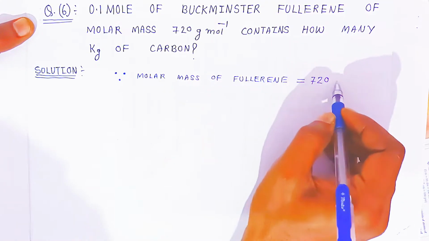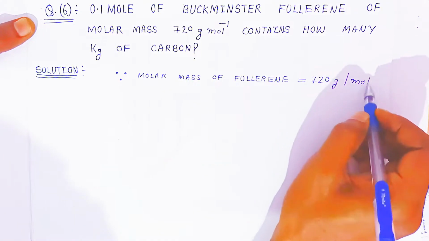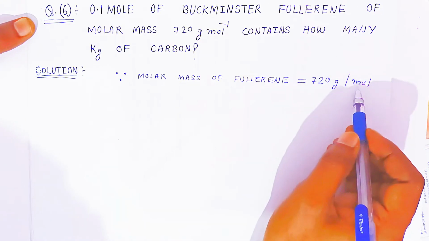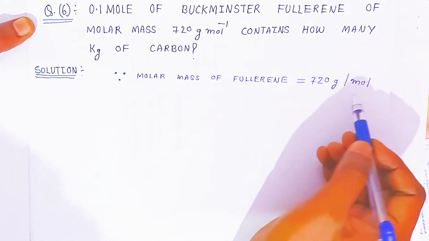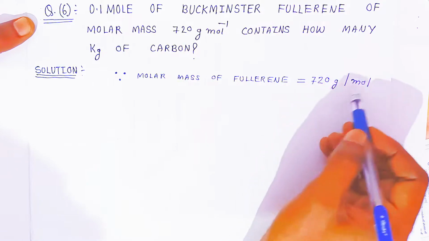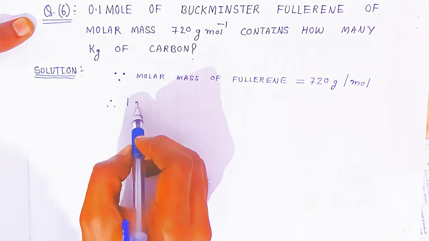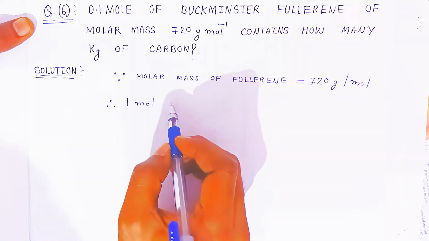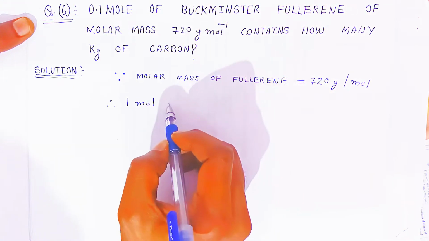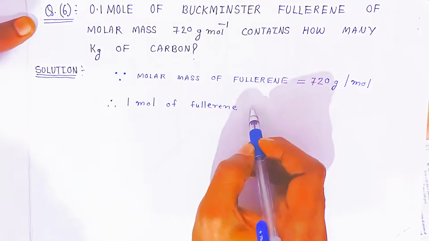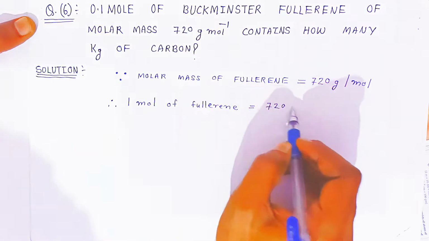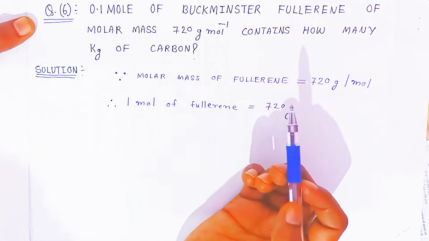Since here it is given, molar mass is 720 gram per mole, or you can also write mole inverse. So 1 mole, students, corresponds to how much? 720 gram. So this way you can also modify it, students. Therefore, you can say 1 mole of fullerene corresponds to how much? 720 gram. Understanding, students?